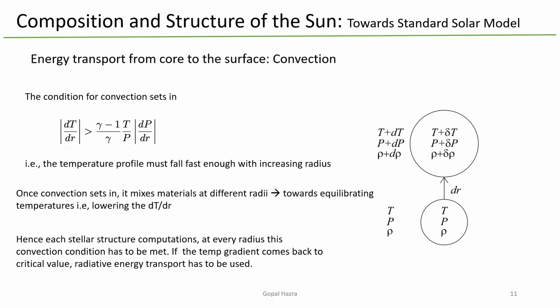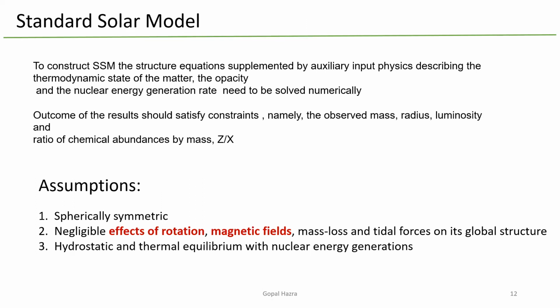Okay, so I go to the next slide, the standard solar model. Now you know all of these equations, so you are ready to jump into the standard solar model and compute them. With the structure equations supplemented, you now need to put in the auxiliary input physics, what you get from the observation. Suppose the surface composition, how much hydrogen, helium, everything. You can put it in. Then you can calculate.